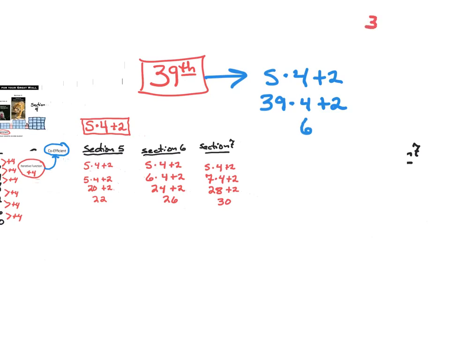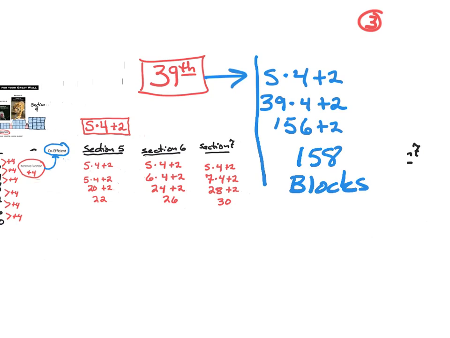I'm going to hide it right there in red. And then I'm going to go 4 times 3 is 12, right? Plus this 3 here is going to give me 15. So I'm going to go ahead and drop the 15 right there, and I get 156. Now I'm going to drop the rest of the equation, the plus 2, right? And now all I have to do is add 2 to this, and that's going to give me 158, and we are going to need that many blocks to build the 39th section of this wall.